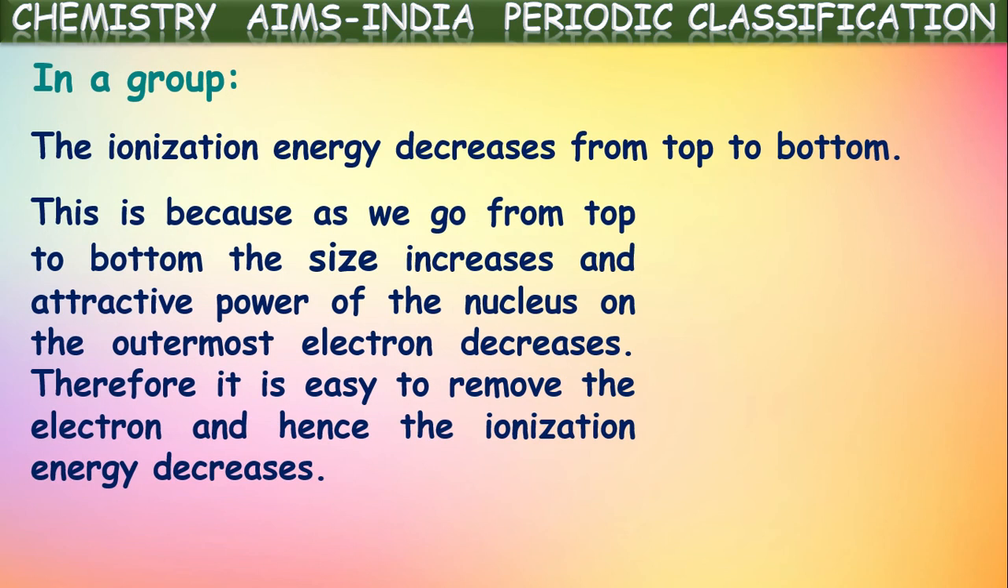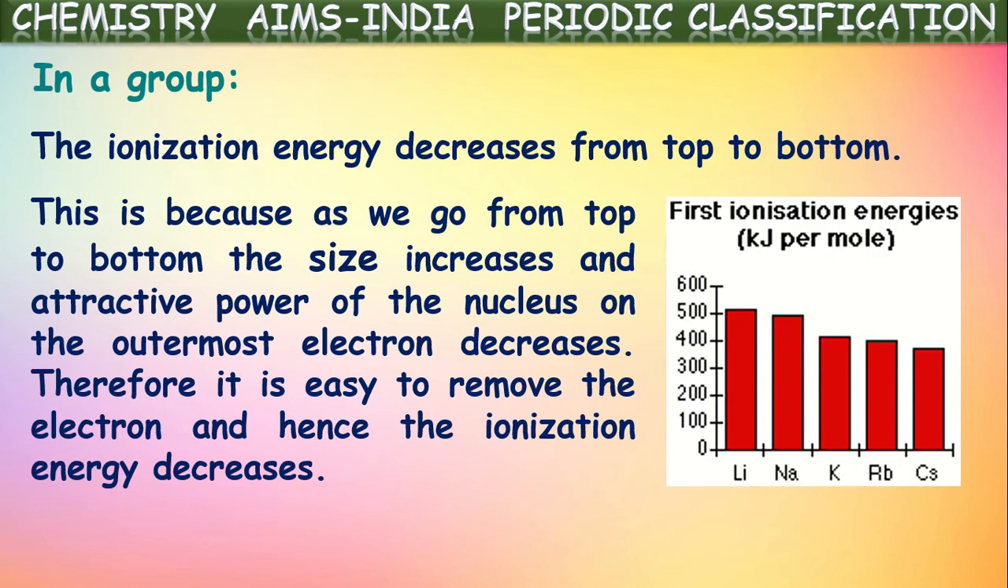This is because as we go from top to bottom, the size increases and the attractive power of the nucleus on the outermost electrons decreases. Therefore, it is easy to remove the electron and hence ionization potential will decrease. For the elements present in the first group, the ionization energies are mentioned here. See, gradually they decrease from lithium to cesium. So lithium has the highest ionization potential among these, and then sodium, potassium, rubidium, cesium, francium.